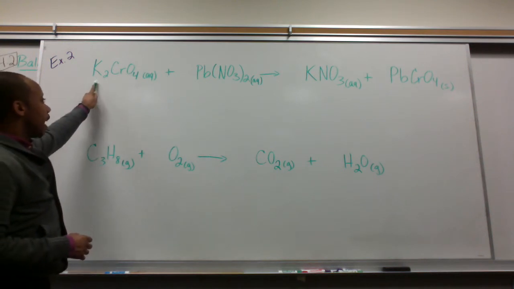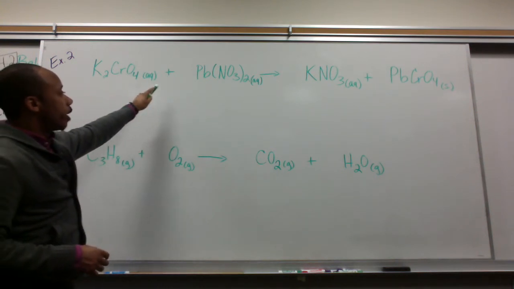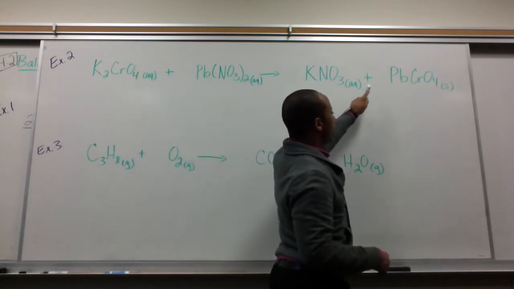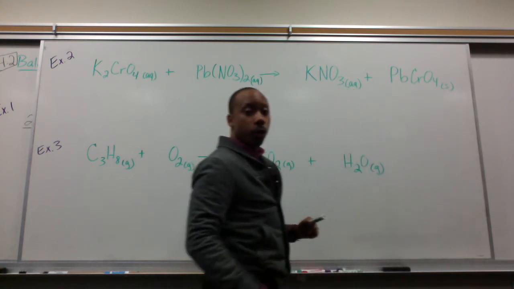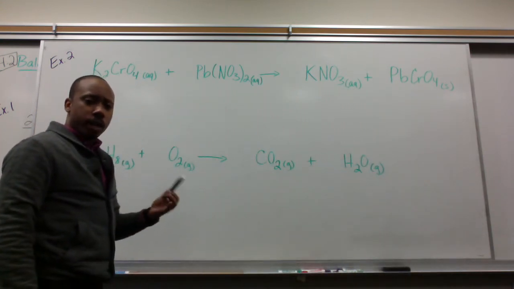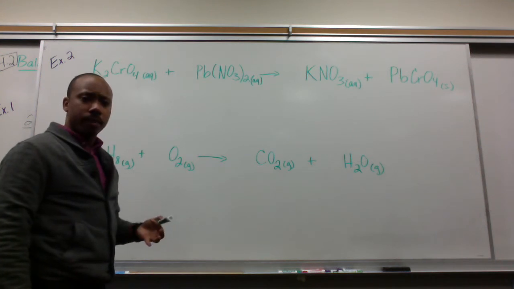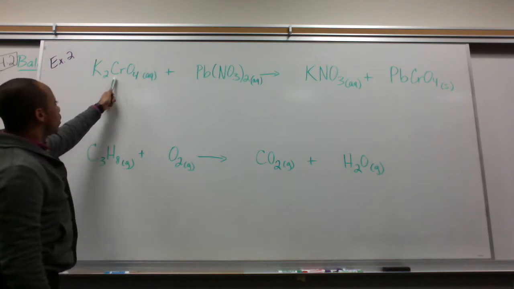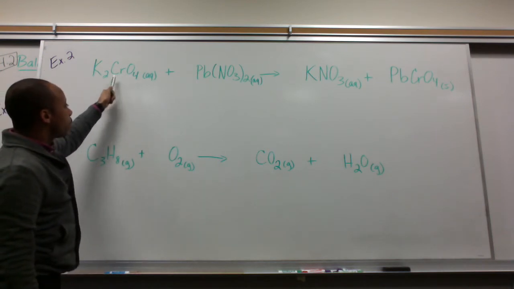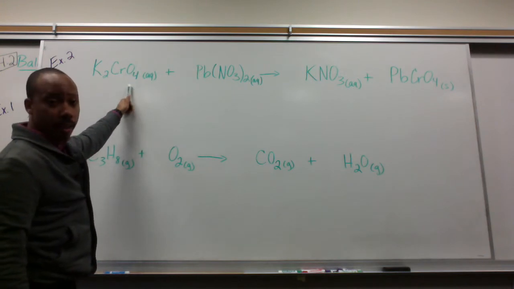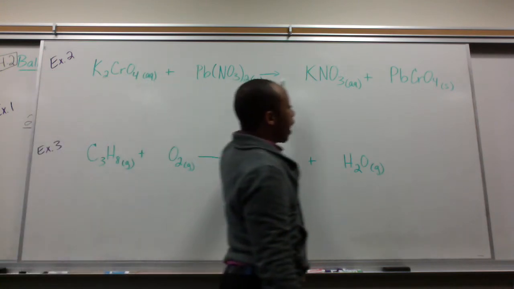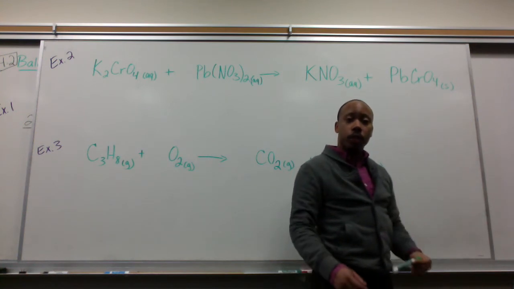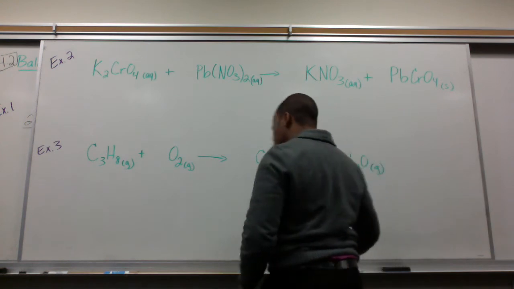Here I have potassium chromate reacting with lead 2 nitrate, yielding potassium nitrate plus lead 2 chromate. Now, I said nitrate and chromate a few times there. Let's talk about what those are. Now, we notice CrO4. This appears the same way here in our reactant side and in our product side, CrO4. Since they appear the same, we can treat them as one unit. So this would be a cluster.